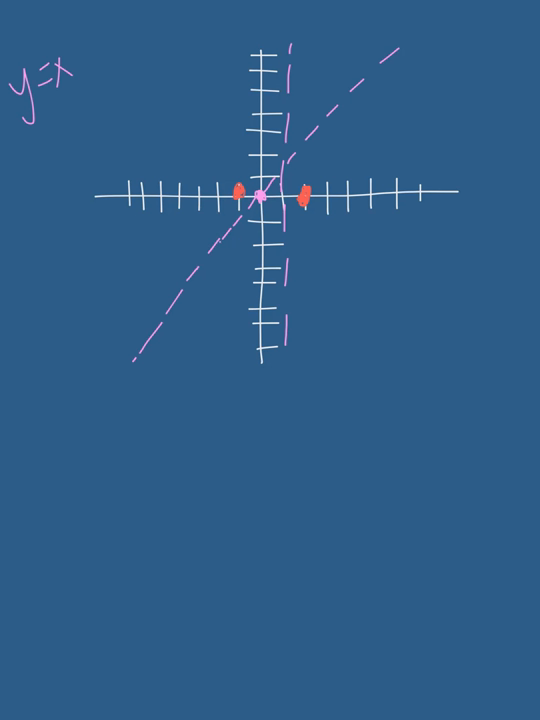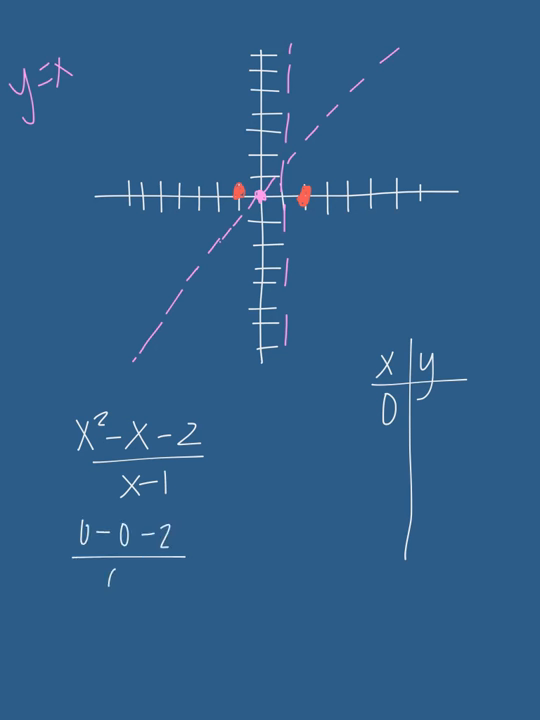So we're going to make a table of values. We need to plug in a couple of points on the left of the vertical asymptote, and then also the right of the vertical asymptote. So I'm going to plug in 0. Here's my original function. You're welcome to plug it into the original or into the factored version. If I plug in 0, 0 minus 0 minus 2, and then 0 minus 1, it's going to be -2 over -1. So that's going to be 2. I'll add that point to my graph, (0, 2).